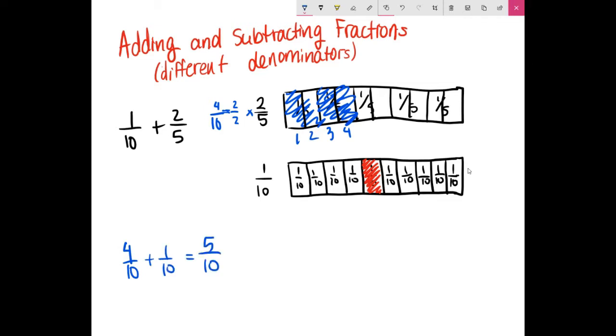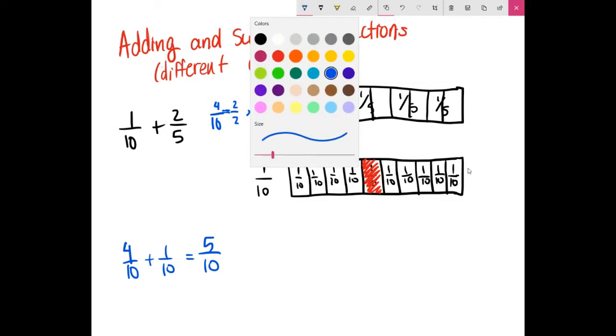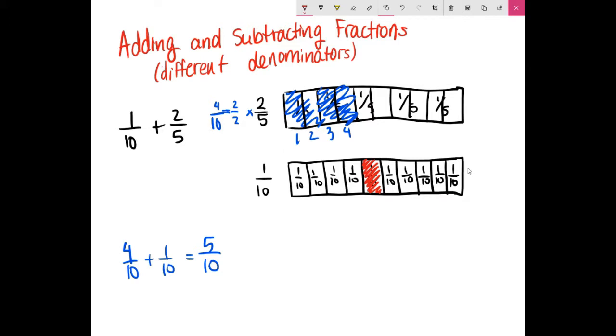5/10. So if we want, we can move this red 1/10 strip up to the now 1/10 strip, which used to be 1/5 strip, and we have 5 pieces shaded.